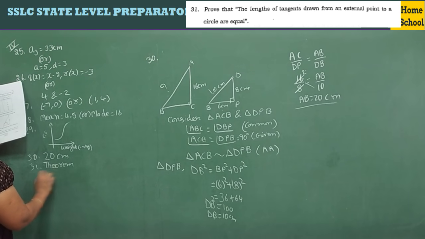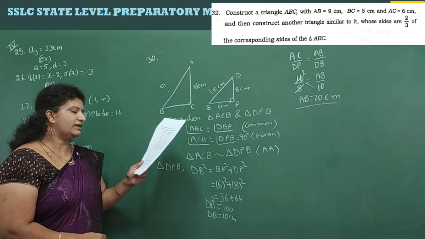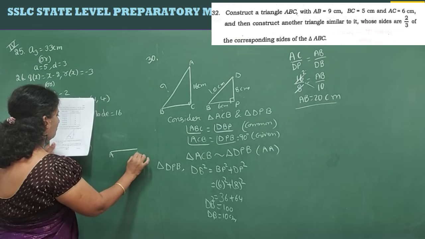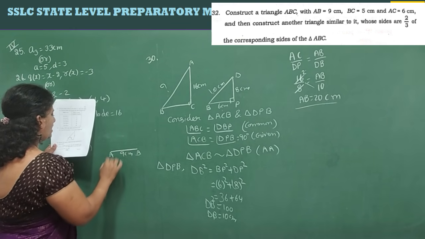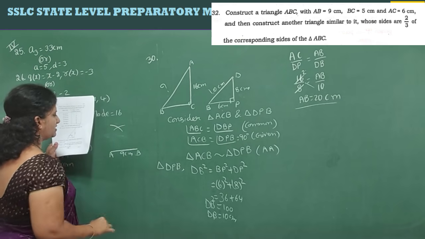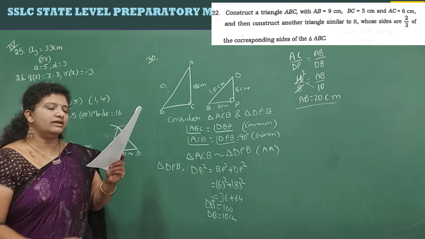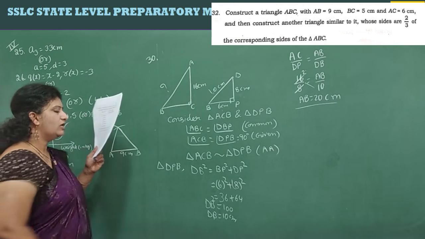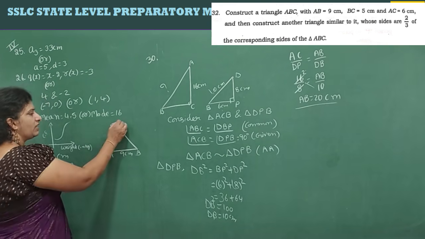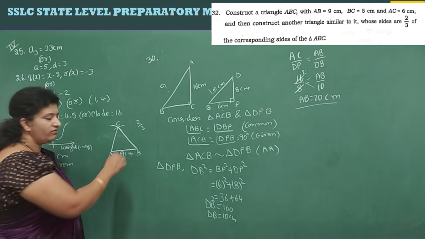And next, coming to the last problem in this. This is none other than construction. Construct a triangle ABC with AB equal to 9 centimeters. Let me draw roughly. AB 9 centimeters and AC 6 centimeters. Draw an arc. BC 5 centimeters. Cut the arc. Join. Okay. Now construct another triangle similar to this triangle whose sides are 2 by 3 of the corresponding sides of the triangle ABC. In what ratio are we going to construct another triangle? In 2:3 ratio. How can we proceed, children?